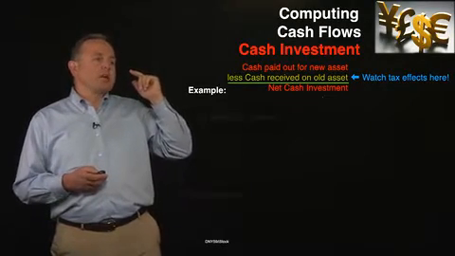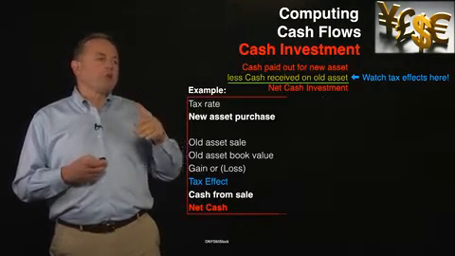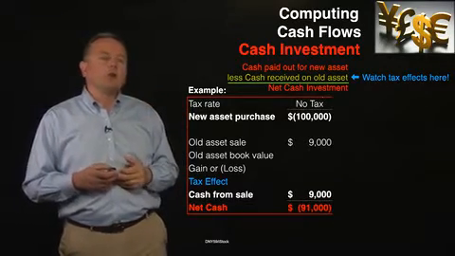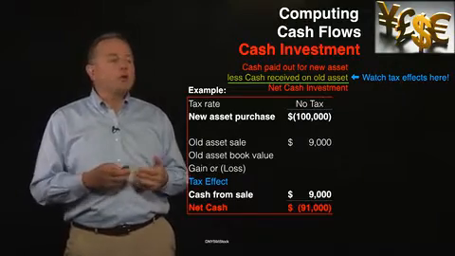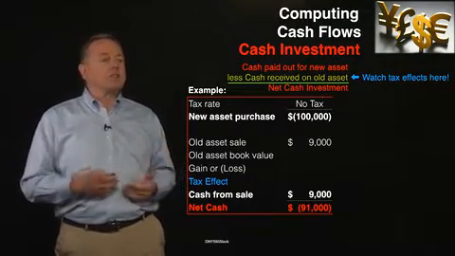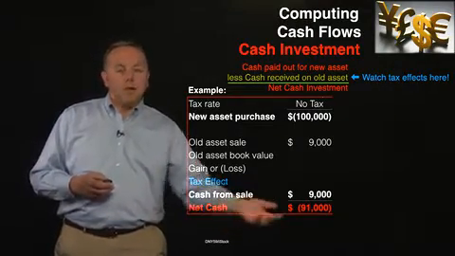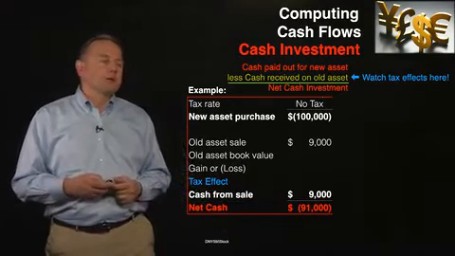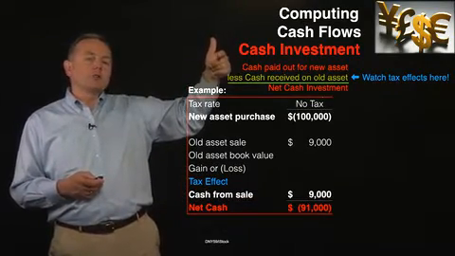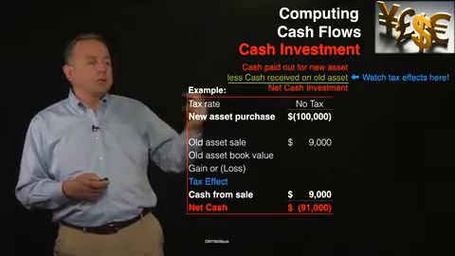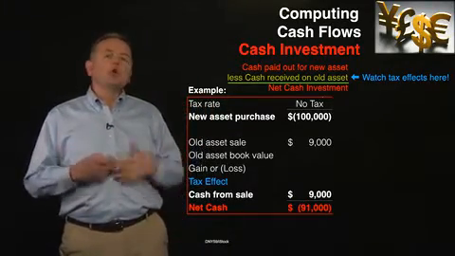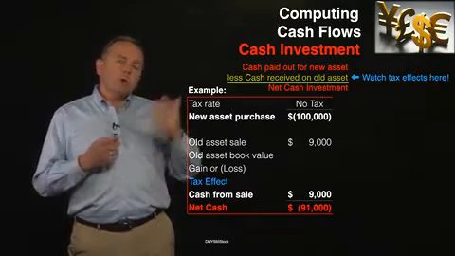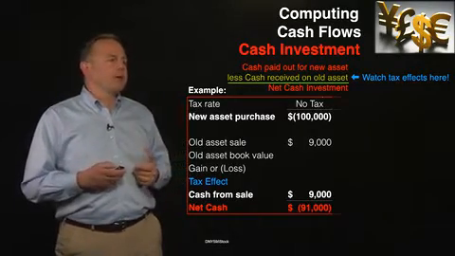So I'm going to set up a classic type of a format here where I'm looking at a new asset purchase, the old asset sale, and I'm going to capture book value, gain or loss, and tax effects, and end up with a bottom line net cash investment amount here. So there's my $100,000 that I'm going to pay for the new investment. There's the $9,000 I'm receiving for the old investment. And let's assume a 30% tax rate. What would that look like in terms of its impact going on?